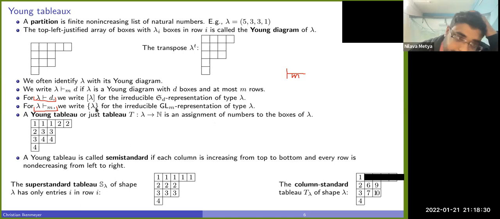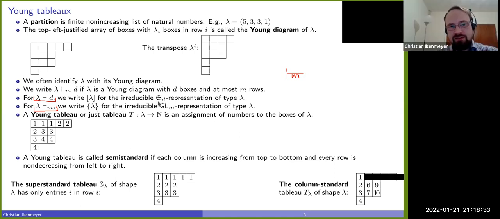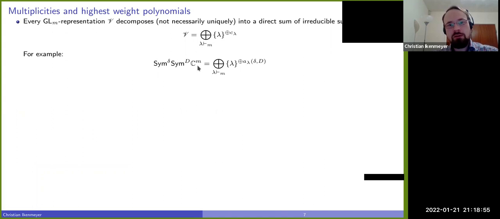This also means that for a fixed D, there's only a finite number of irreducible representations because there are only so many partitions. But for fixed M, there's an infinite number of irreducible GL_M representations because you're not fixing the number of boxes. There's a remedy for that. In this specific case we can actually fix the number of boxes, because all the things that will appear will have exactly delta times D many boxes. Nothing else will appear.